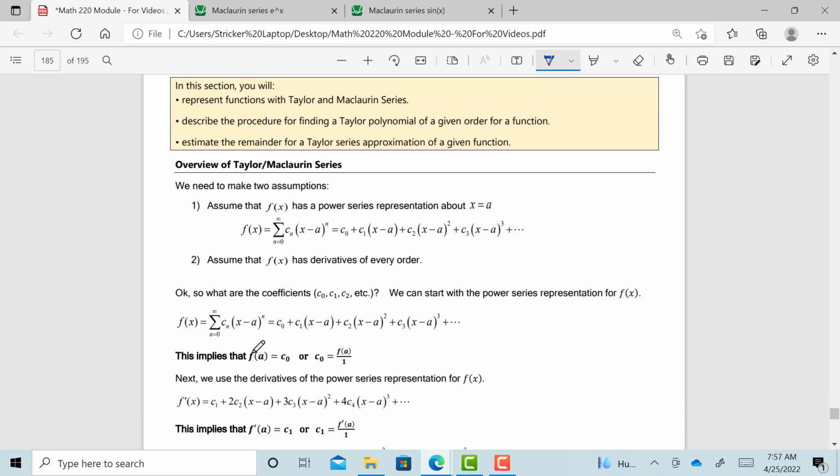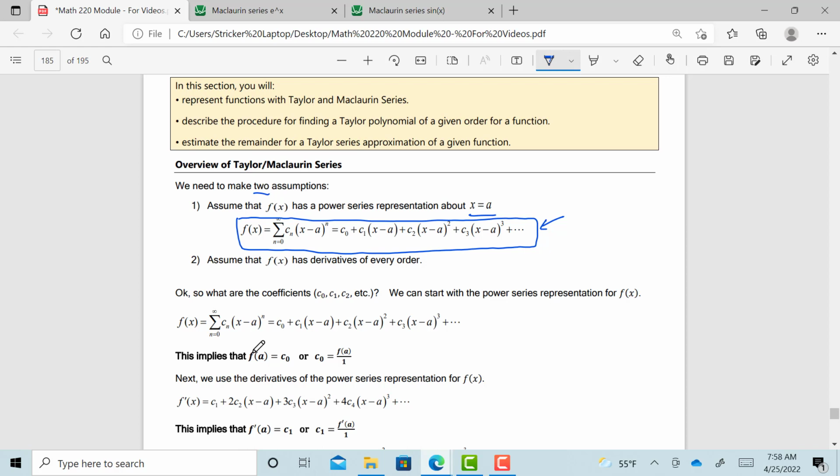So before we can start, we need to make two major assumptions. The first one is we need to assume that our function that we're dealing with, f of x, has a power series representation that's going to be centered about x equals a. And we know from chapter 6, we did this in 6.1, that a power series representation about x equals a looks like this power series that I have in the blue box. That is nothing new. So we're going to make that assumption.